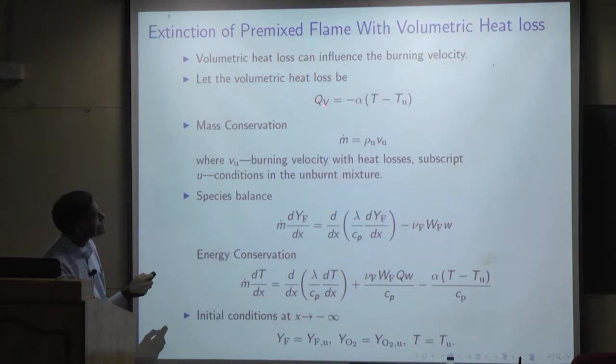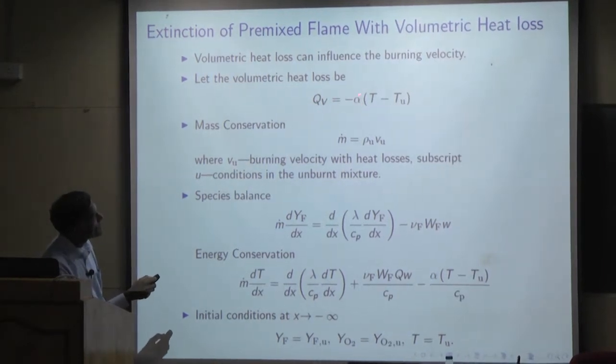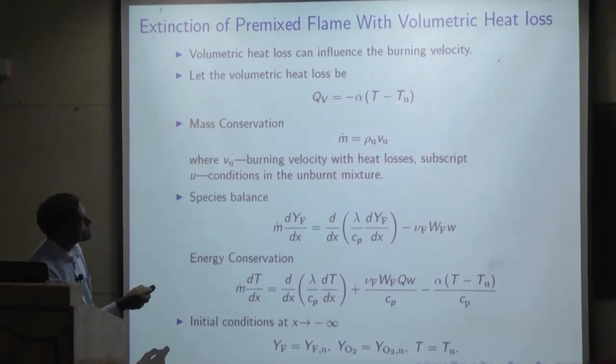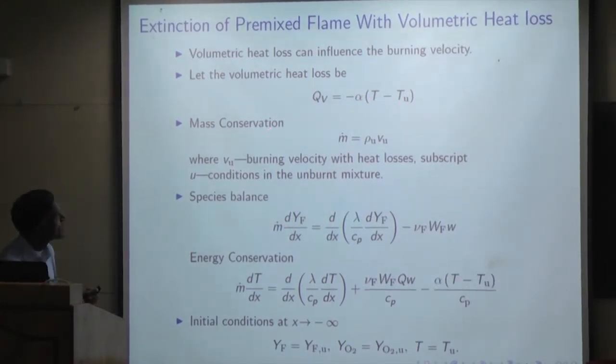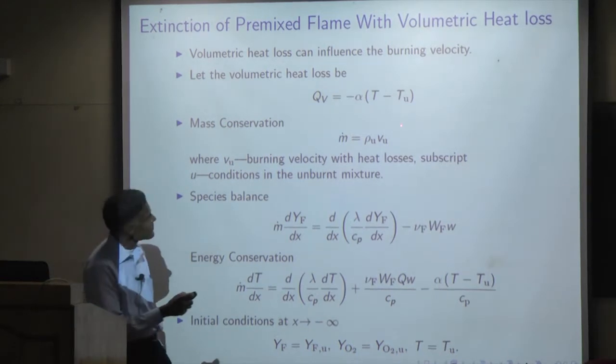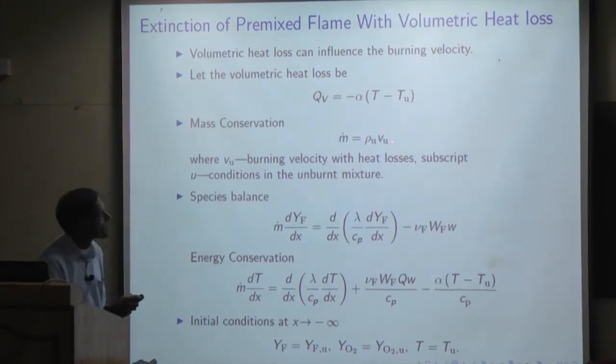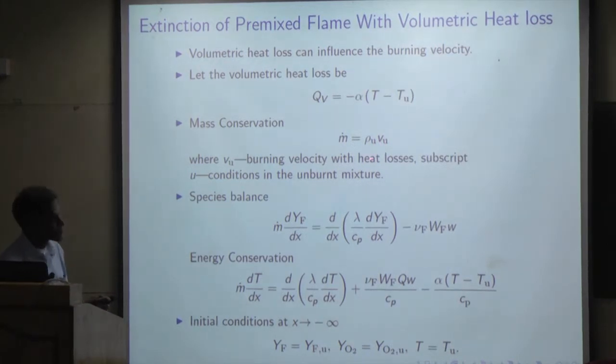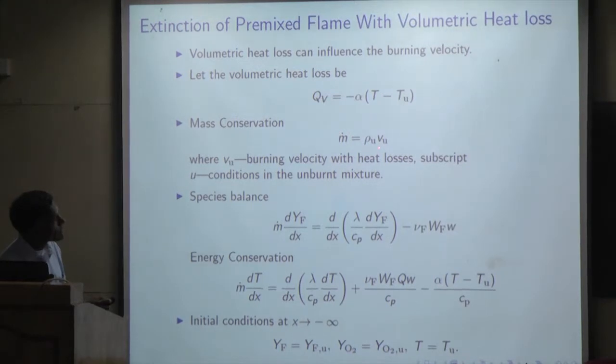Where this is a heat loss parameter. Alpha is in some sense a heat transfer coefficient. T is the temperature, and Tu is the ambient temperature. Now, the burning velocity of a premixed flame with heat losses obviously is going to be less than the adiabatic burning velocity. So therefore, let this quantity m dot be rho u Vu, which represents the mass burning rate of a flame with volumetric heat loss. I've written that right here, okay?